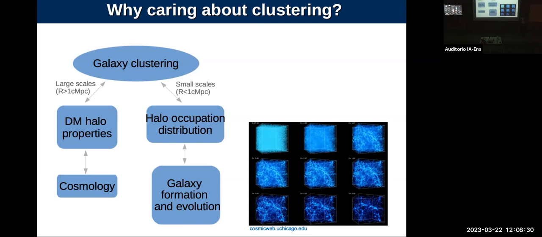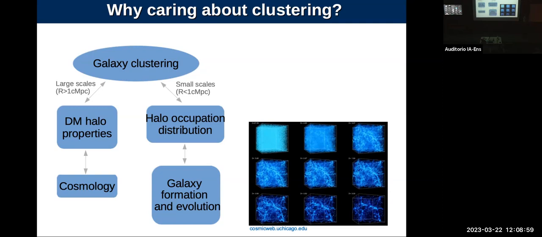So if we measure the galaxy clustering at larger scales, so scales larger than 1 comoving megaparsec or so, what we are going to obtain is the dark matter halo properties. And by properties, I mean things like the mass of the dark matter halos. So by studying the clustering at different redshift, as you can see here, I will be able to trace the dark matter evolution. So how the masses of the dark matter halos are evolving with time. And this is, of course, very relevant for cosmology.